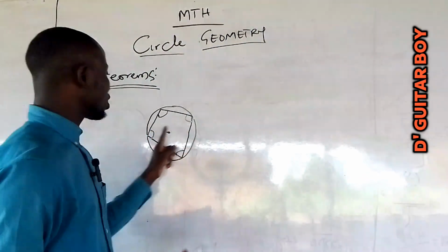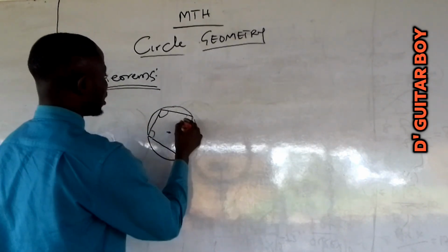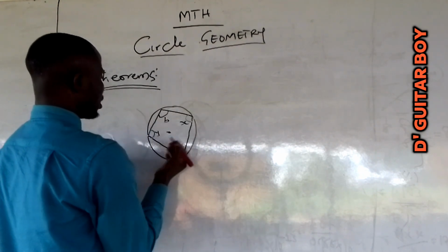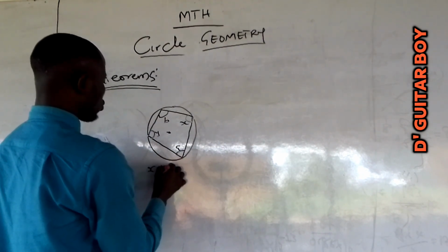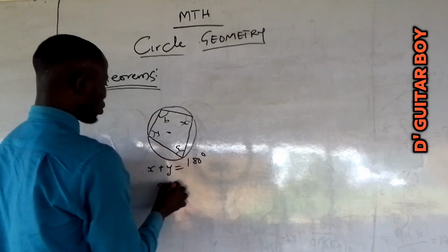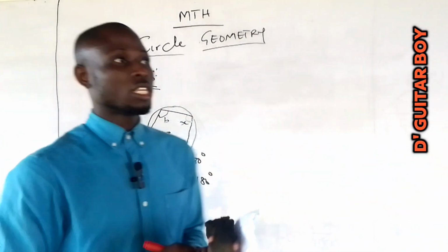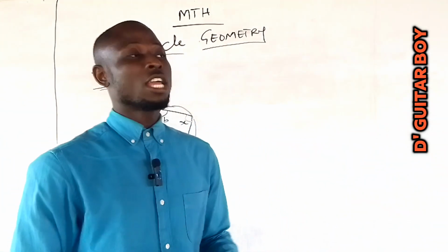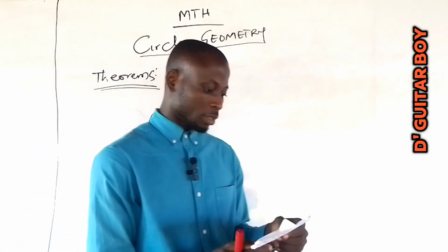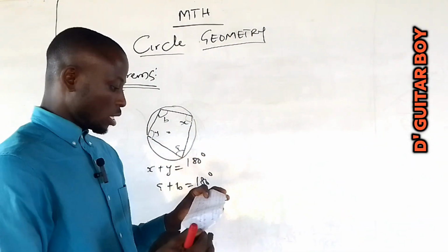When you add the opposite angles of a cyclic quadrilateral together, it will give you 180. Let's say you have S here, you have Y here, you have A here, you have B here. It's saying that S plus Y is equal to 180 degrees, then A plus B is equal to what? 180 degrees. That is what it means when it says opposite angle of a cyclic quadrilateral are supplementary.